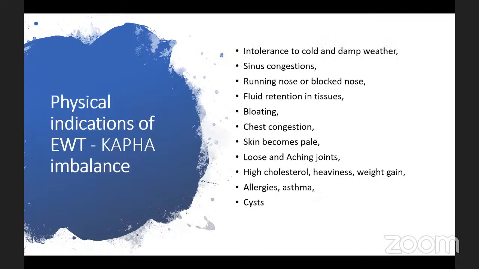Physically, they become intolerant to cold and damp weather, with sinus congestion, running nose, blocked nose, fluid retention in tissues, which causes swelling in various parts of the body, bloating of stomach, chest becomes congested with so much phlegm inside the lungs or in the air passages, skin becomes pale, joints become loose and aching, high cholesterol, heaviness in body, weight gain, allergies, asthma, cysts in various parts of the body. All these things are manifestations of kapha disturbance.